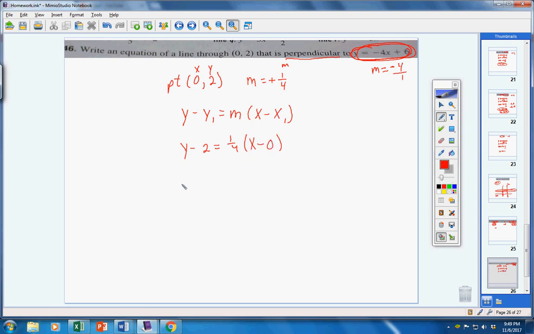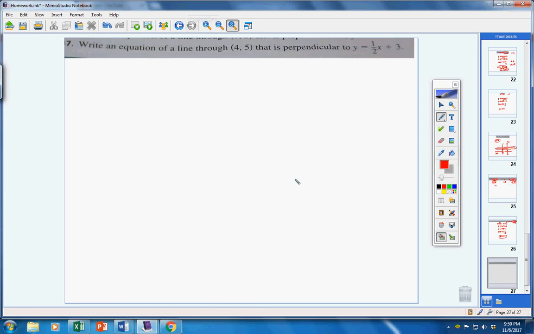Y minus negative 2, nothing I can do to that. 1/4 times x is 1/4 x. 1/4 times 0 is 0. Bring your 2 over, make it a positive 2. And y equals 1/4 x plus 2. Okay? Alright, number 47. Same thing.